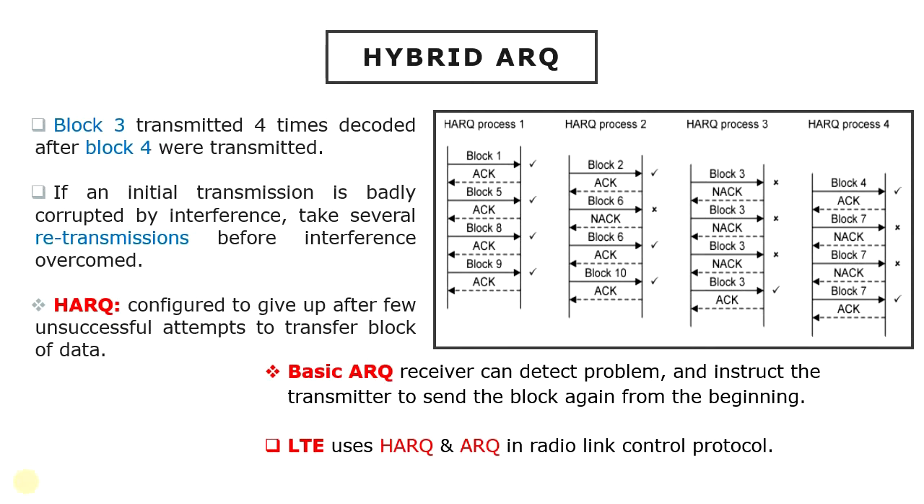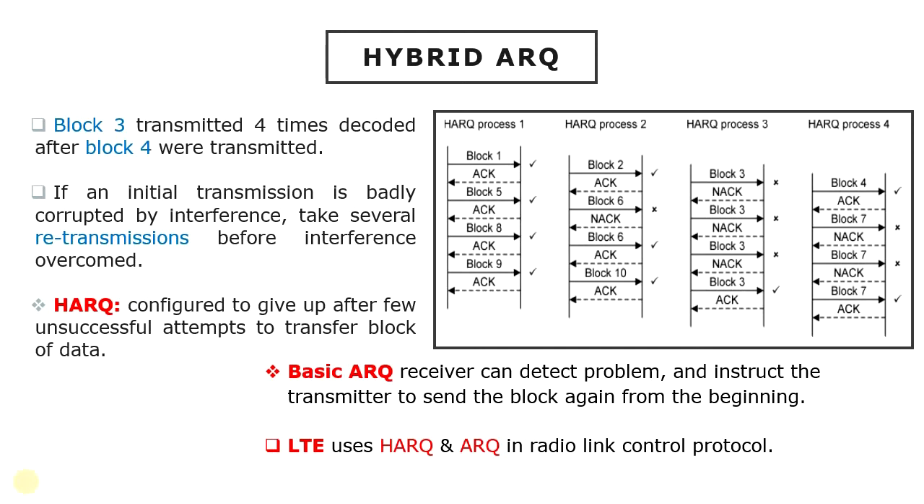In this figure, for example, block 3 is transmitted 4 times and is only decoded a time after block 4 was transmitted. To deal with that problem, the receiver includes a reordering function that accepts the decoded blocks and returns them to their initial order. But there is one final problem.